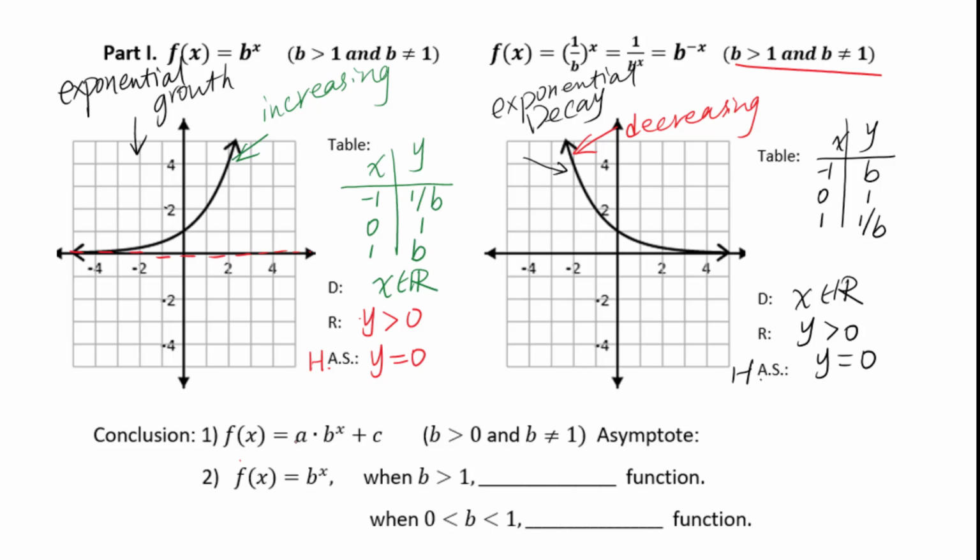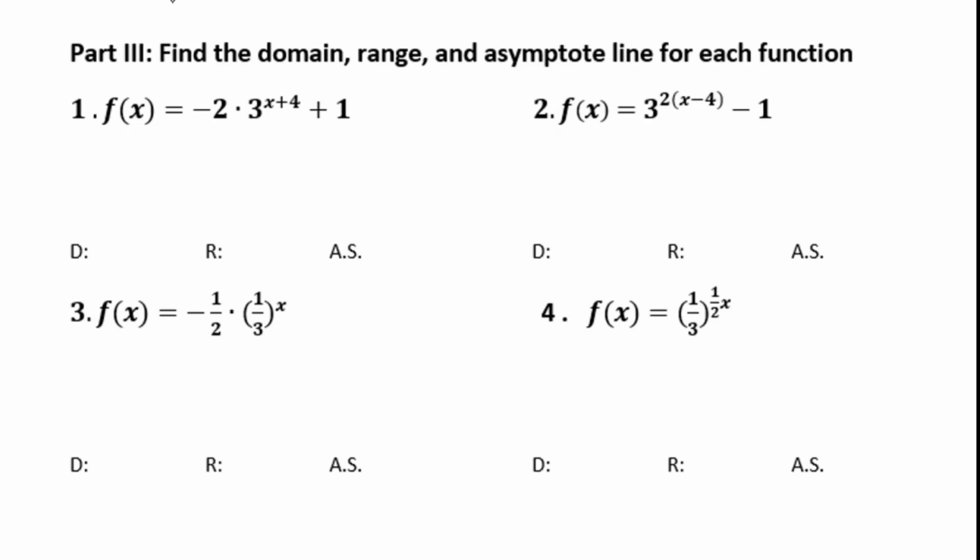Let's draw a conclusion. For f of x equals a times b to the x power plus c, when b greater than 0 and b is not equal to 1, the horizontal asymptote line will be y equals c. For f of x equals b to the x power, when b greater than 1, it's an increasing function. When b greater than 0, less than 1, it's a decreasing function.